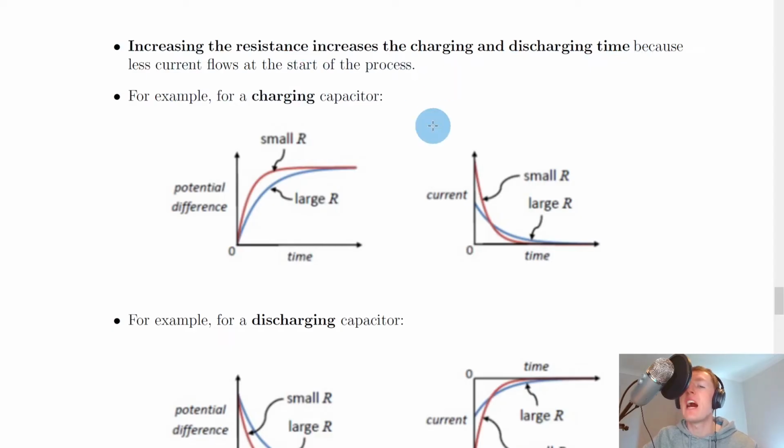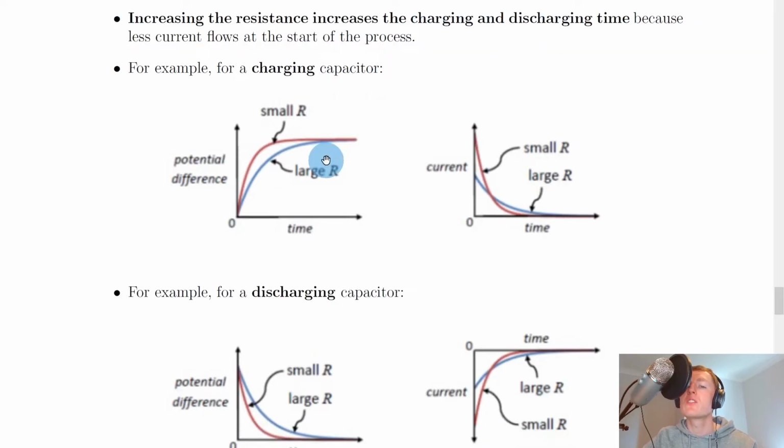So going back to our analogy of the bucket and the water, if you think about the resistance of a resistor in a circuit as being the tap, then if you increase the resistance of the tap, you essentially are closing the tap, which means that less water will come out of that tap, i.e. less current will flow. So increasing the resistance in the circuit will therefore take a longer time for the capacitor to charge and discharge.